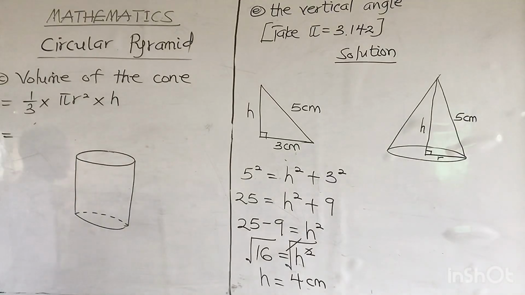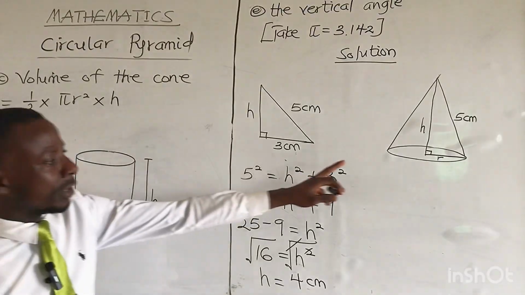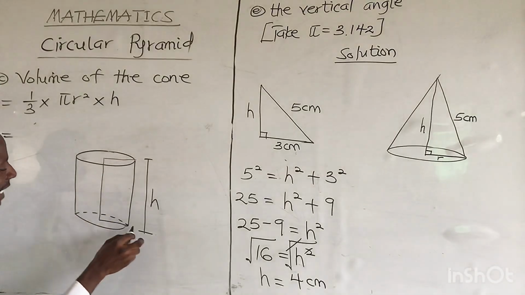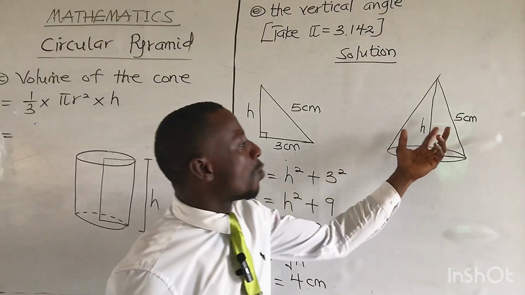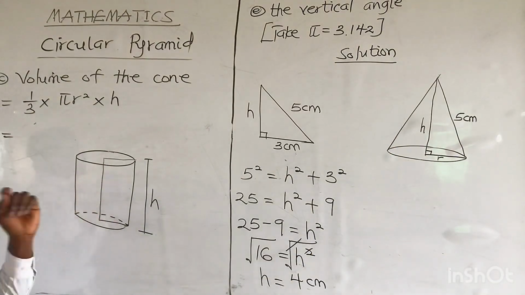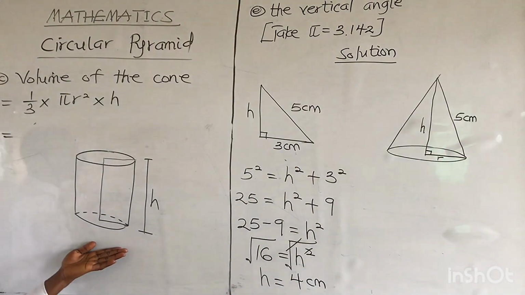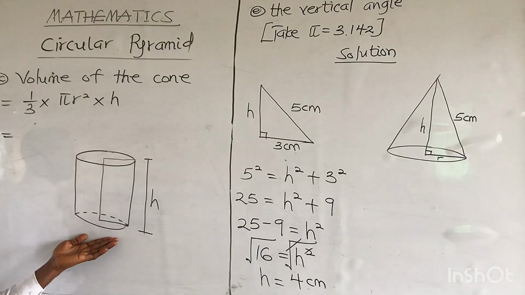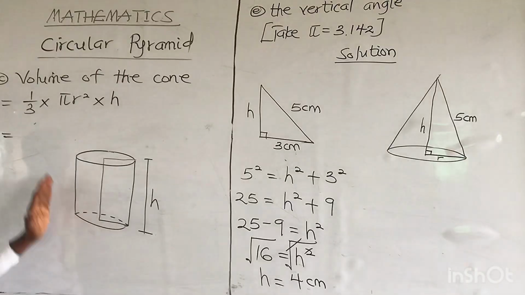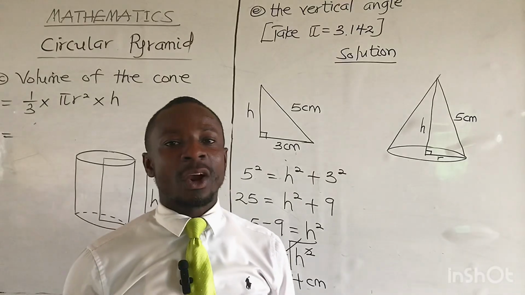When you have a cylinder which has the same height as a cone and the same radius as a cone, then when I put water in this cone, 3 of this will be equal to 1 cylinder, if and only if the height and the radius are equal to what we have with the cylinder. That is why pi r squared h is the volume of a cylinder, but 1/3 of the volume of a cylinder will give you a cone.